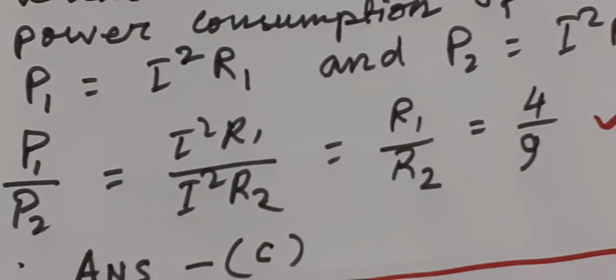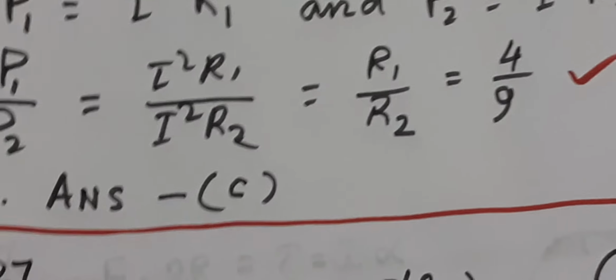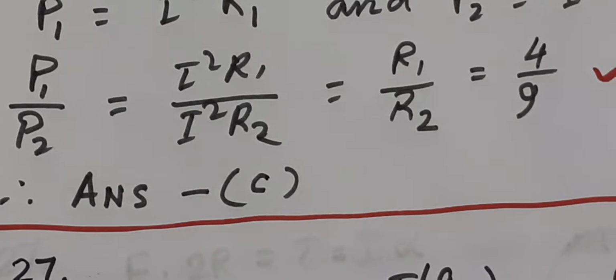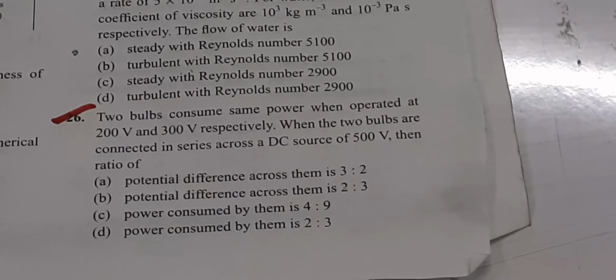Therefore P1 by P2 we can write I square R1 divided by I square R2. I square will cancel, R1 by R2. Already we got the relation between R1 and R2, that is 4 by 9. That means power consumption ratio will be 4 by 9. Now from the choices we can see choice number C is correct here, 4 by 9.